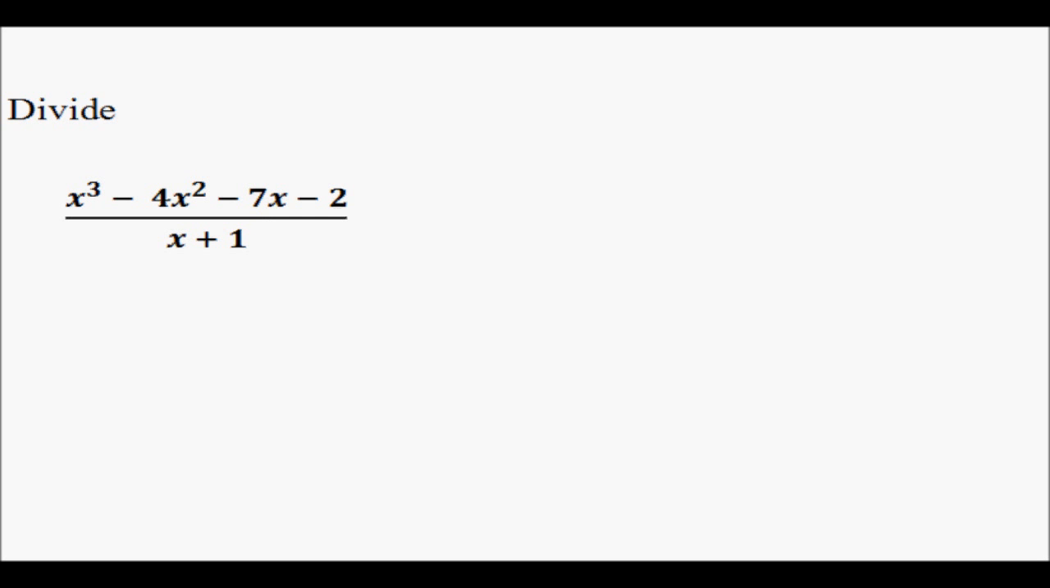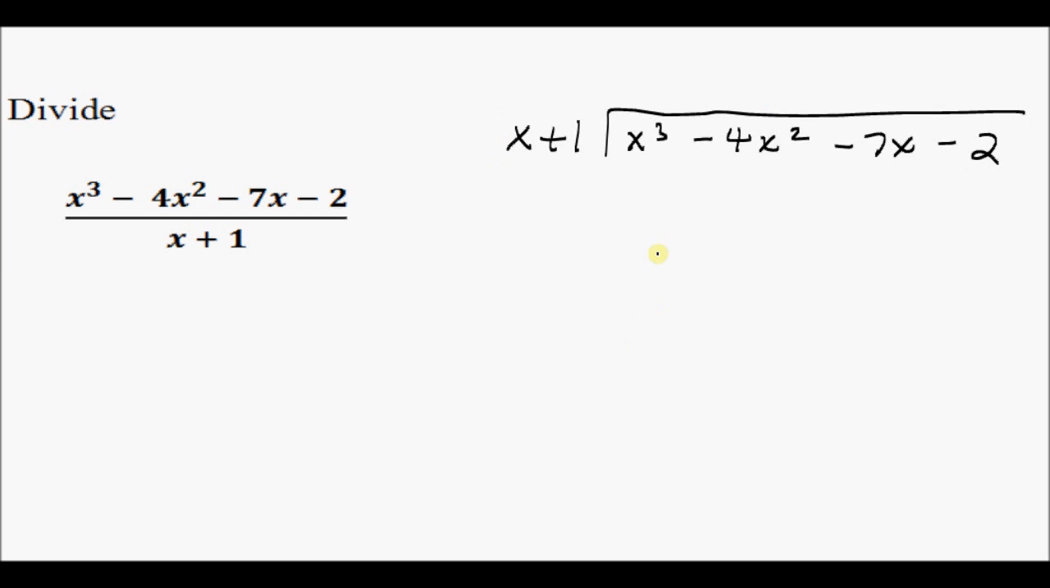The first thing we do is set it up using long division. So when we do that, it's going to look like this. The x plus 1 out here, and then the x cubed minus 4x squared minus 7x minus 2. That's under the division symbol.